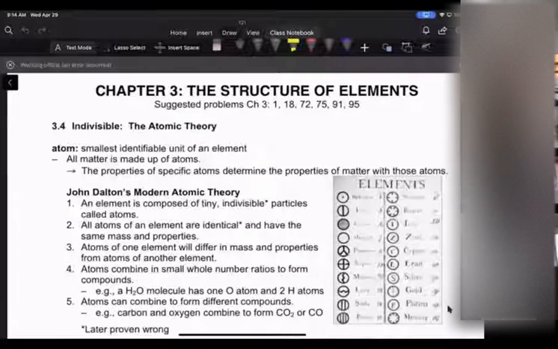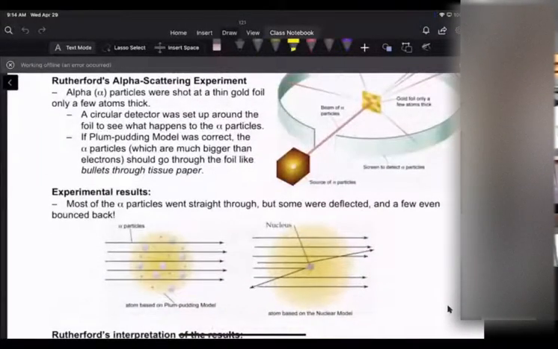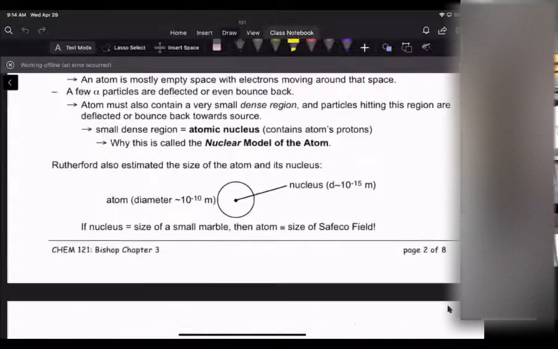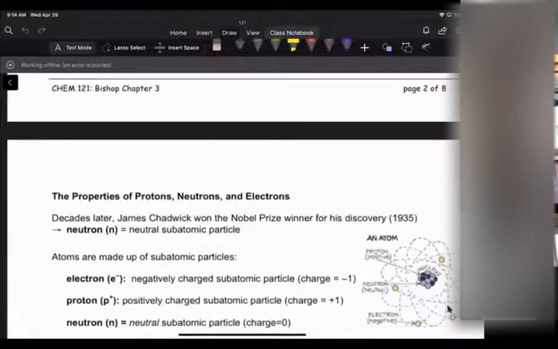Okay, structure of the elements. I think we got mostly through that. Plum pudding model. How we determine that there must be a nucleus, that the nucleus has the protons and the neutrons in it. It's very tiny and it has all of the positive charge and all of the mass.